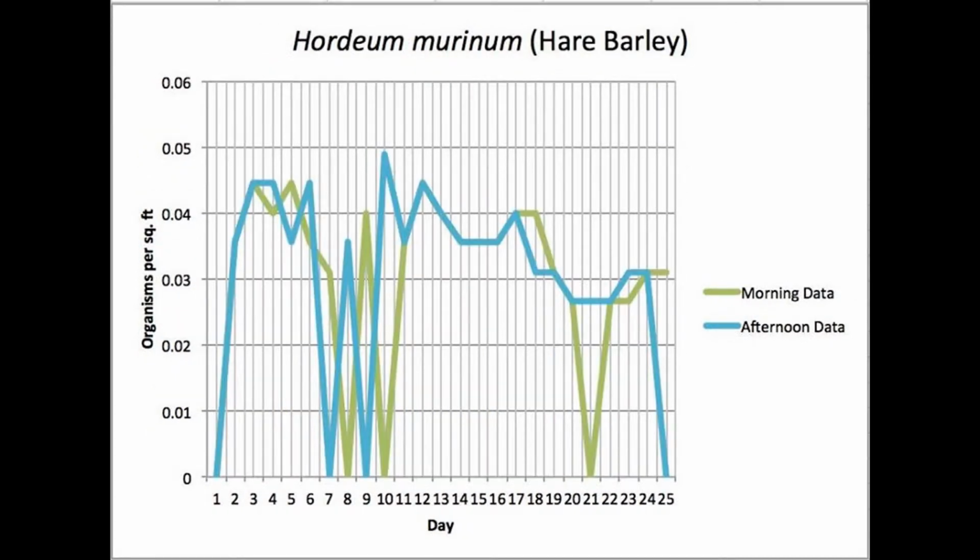Next is another plant we observed called hair barley. The hair barley is very abundant, but mysteriously one day we came and all of them were gone. This was probably due to some sort of human activity. This human activity showed us that the hair barley is always going to be able to reproduce and make enough organisms so that the habitat can survive.